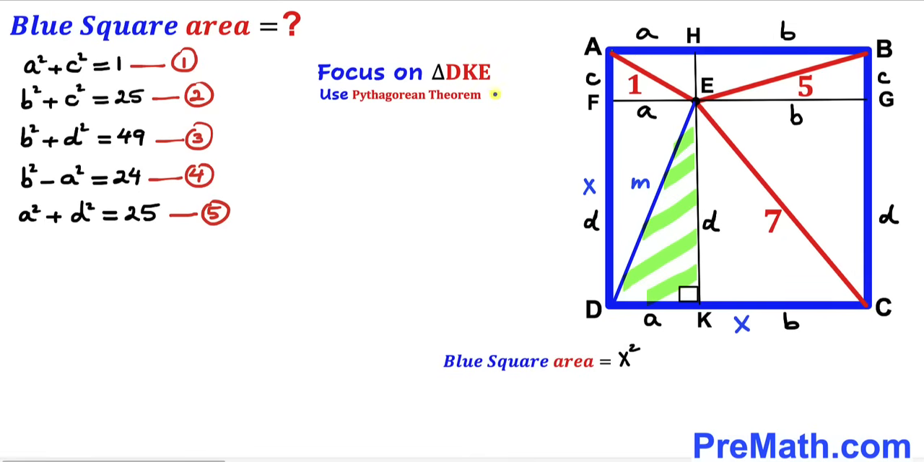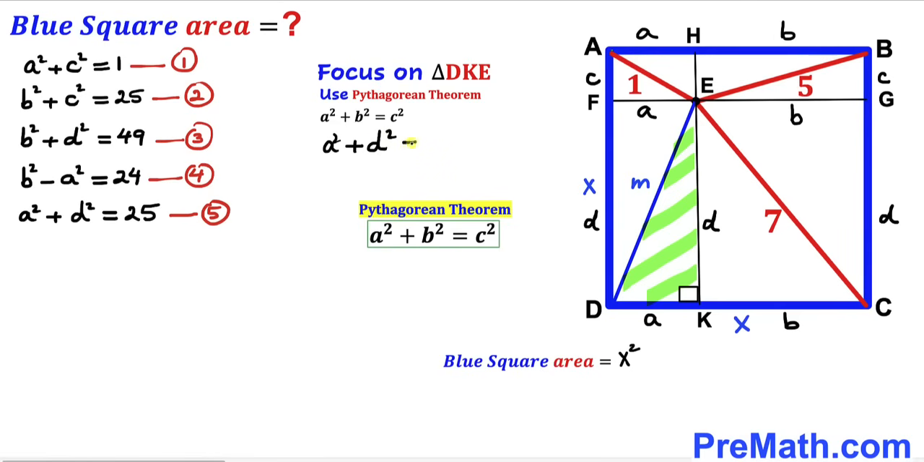And we are going to apply the Pythagorean theorem on this triangle. And here's our Pythagorean theorem, a square plus b square equal to c square. And in our case, our hypotenuse is lowercase m, whereas our two other legs are a and lowercase d. Let's go ahead and fill in the blanks in this Pythagorean formula. So we got a square plus d square equal to m square.